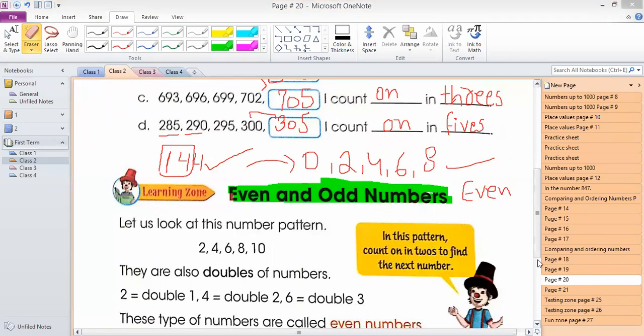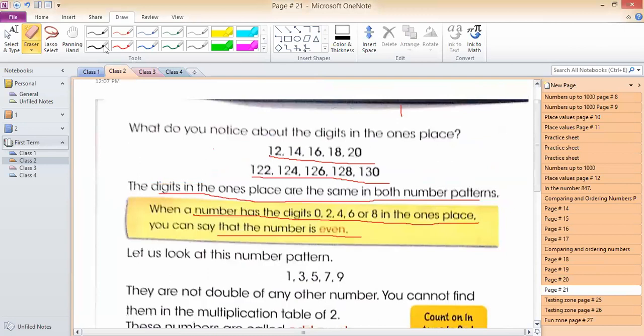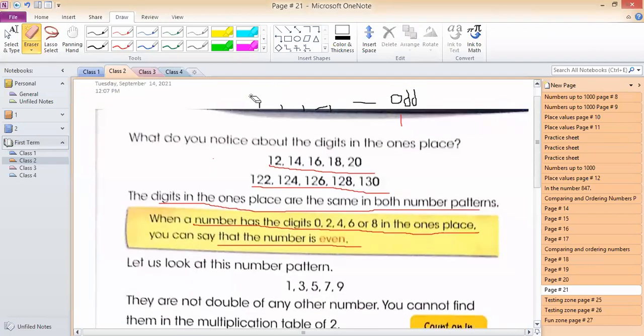Very good. And on the other hand, if the last digit of any number is 1, 3, 5, 7 or 9, then we will say that this is not an even number, this is an odd number. So guys, in counting, I'm going to write even numbers and odd numbers for you.